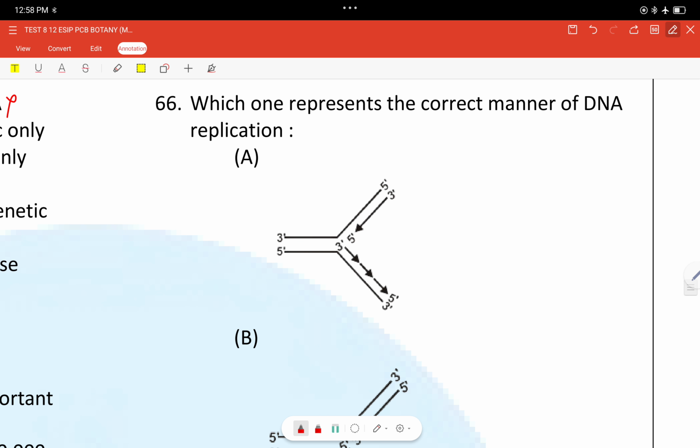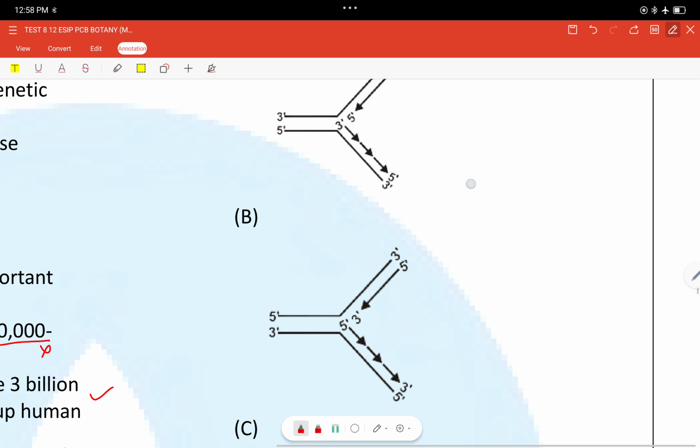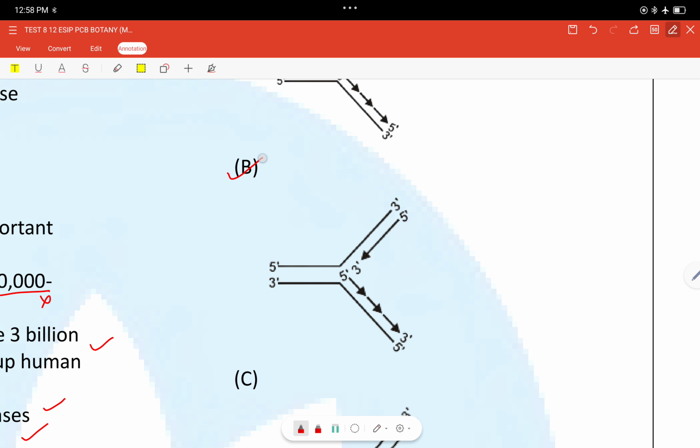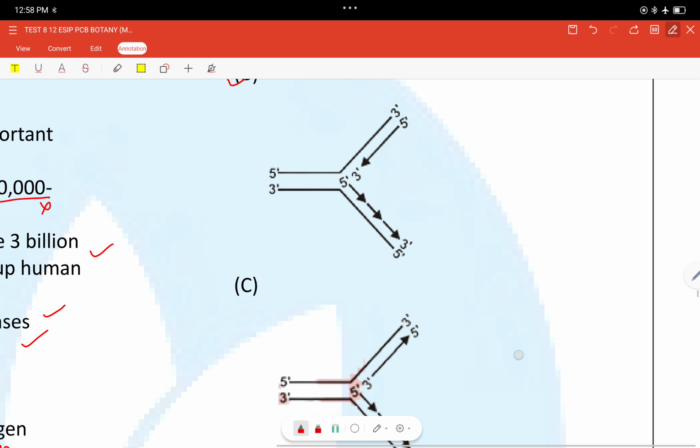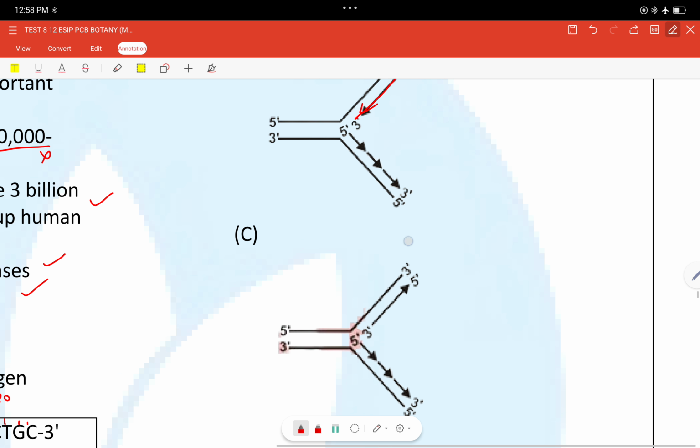Next is, which one represents the correct manner of DNA replication? This is the correct answer: leading strand, lagging strand. So 3 prime to 5 prime for leading, and 5 prime to 3 prime for lagging. It is toward the fork for leading, it is away from the fork for lagging.